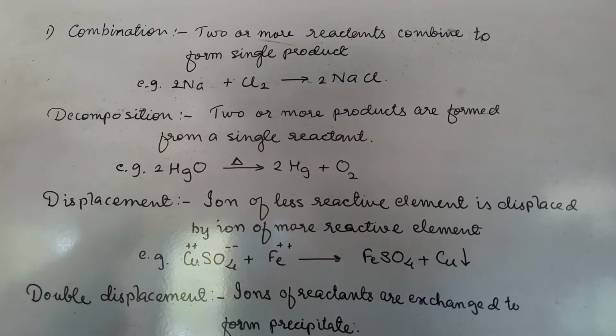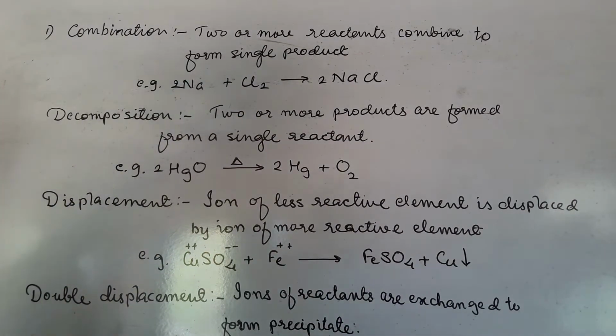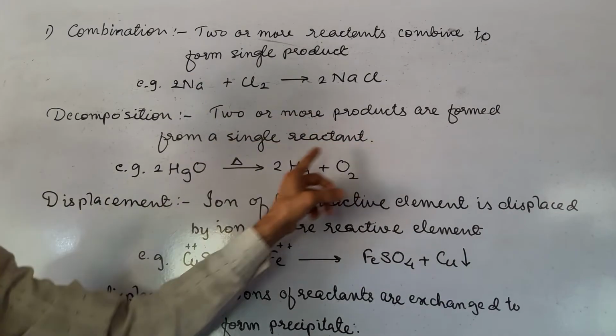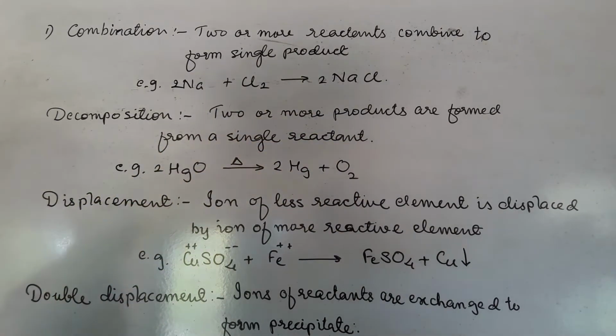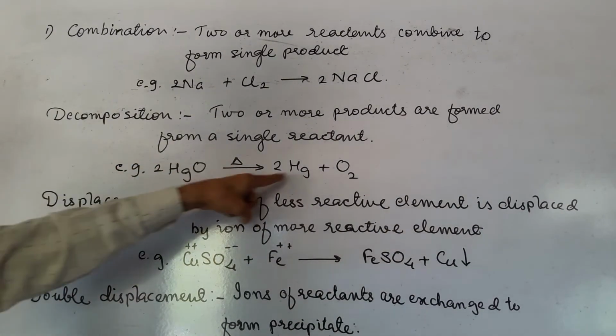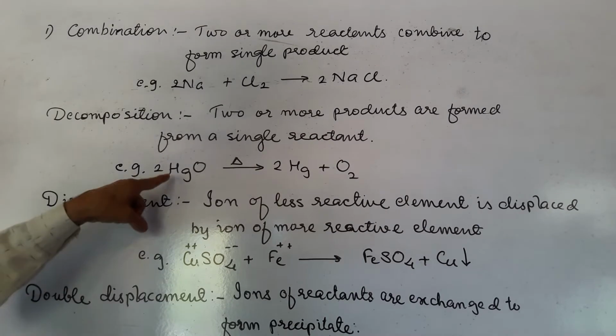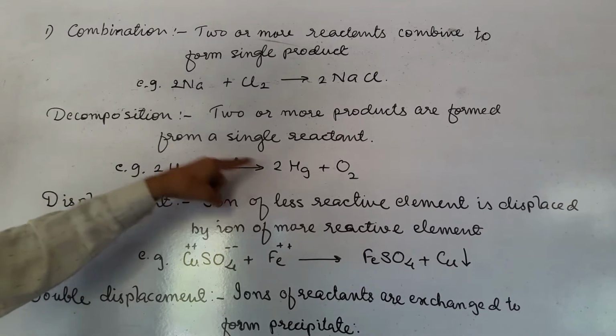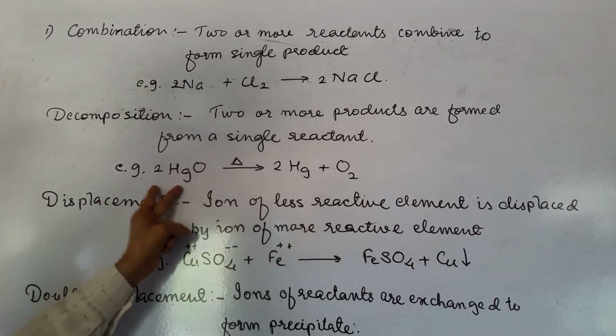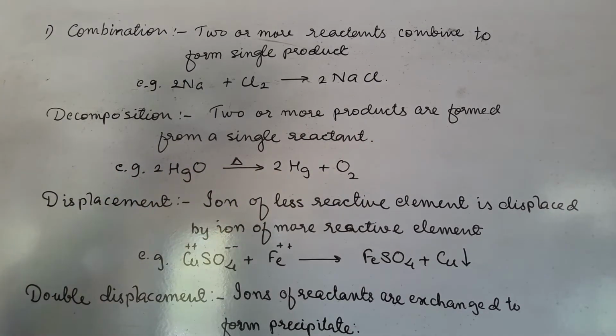The second type is decomposition. If two or more products are produced from a single reactant, then it is called decomposition. For example, if we take HgO, mercury oxide, on heating you get mercury and oxygen. So from one single reactant you get two products, and that is called decomposition.